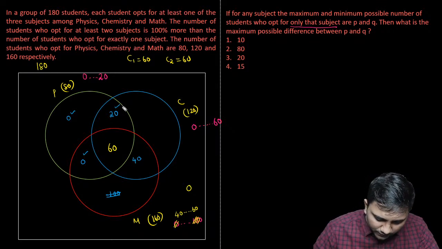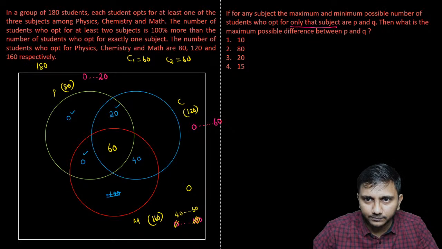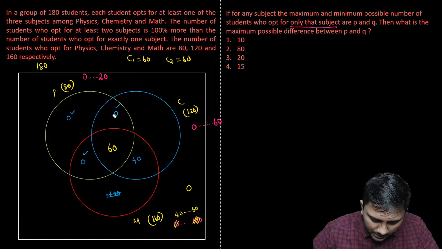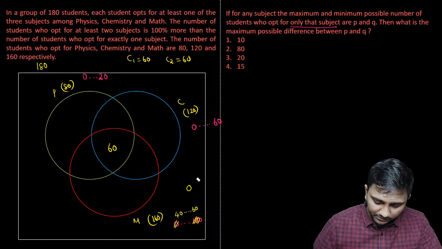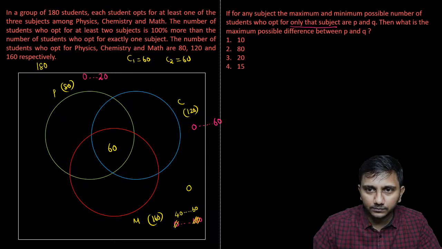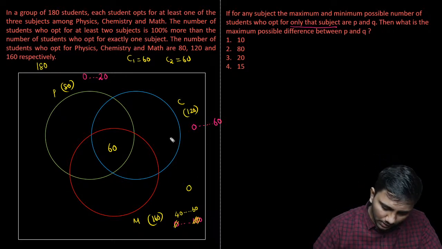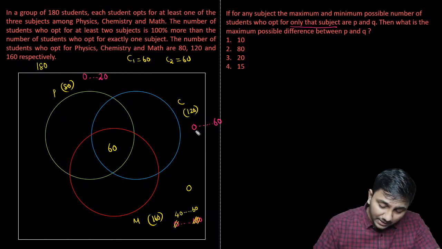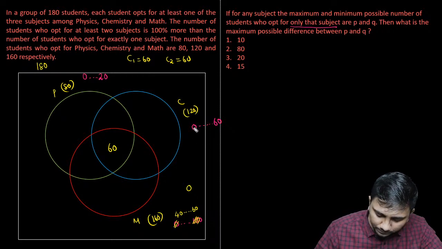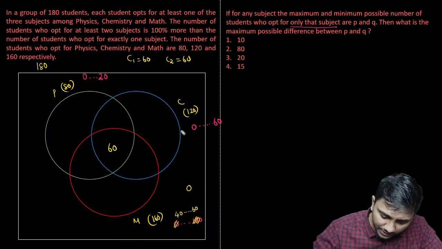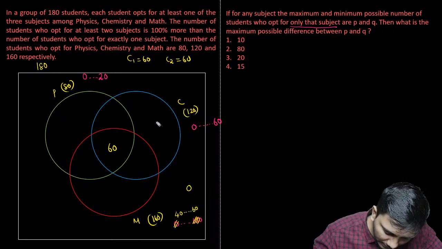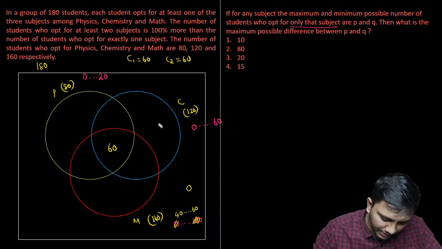So let me get rid of this 40, 20 and all that, which we used for getting the ranges of math. I'm going to redo for chemistry. Okay, if I redo for chemistry, now is it possible to have a 0? If I have to have a 0 here, let's say I'm starting with a 0 here.